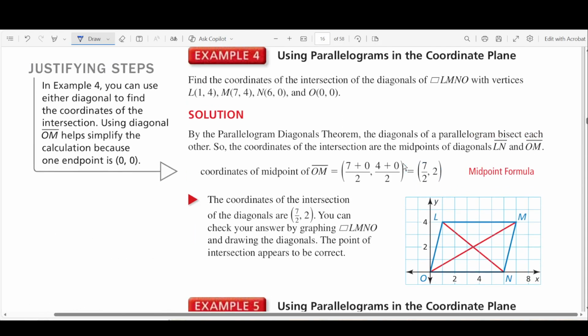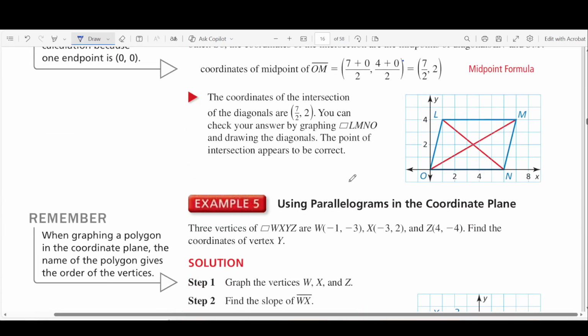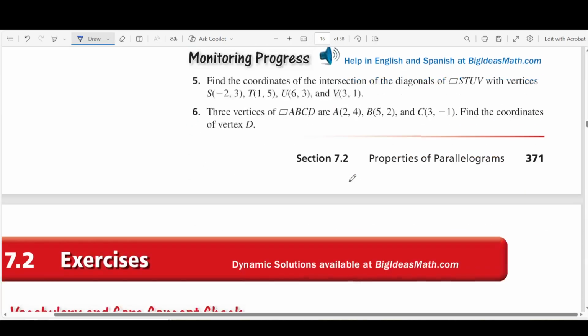Have you learned about midpoint? How to find midpoint in a quadrilateral? No. Okay.